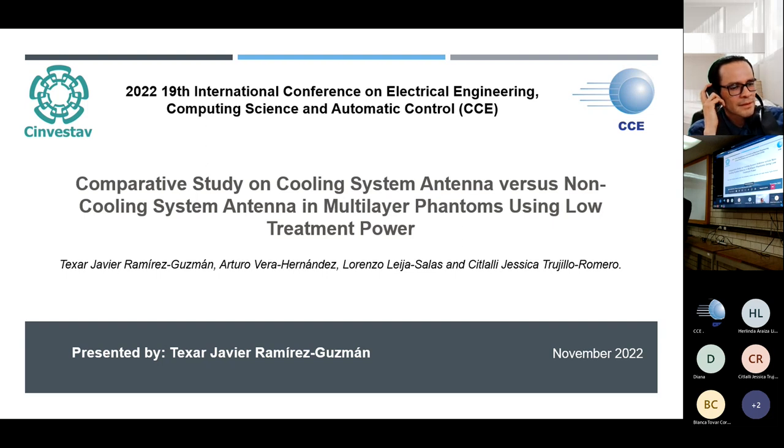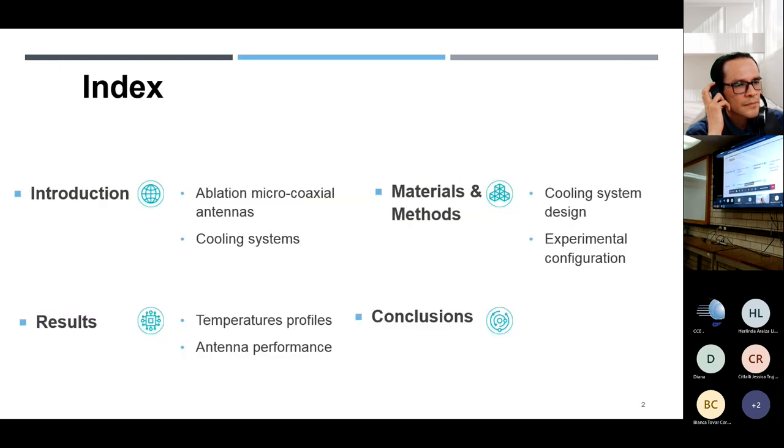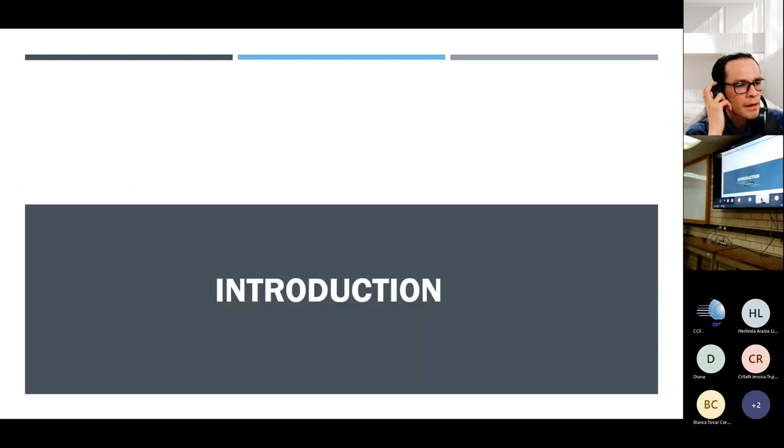Okay, thank you. Good afternoon, everyone. Thank you for being here in this presentation. Today, I'm going to talk about a comparative study on cooling system antenna versus non-cooling system antenna in multi-layer phantoms using low treatment powers. We will divide the presentation into a brief introduction about microwave ablation, the materials and methods used in the experimental configuration, the results, as well as the conclusions.